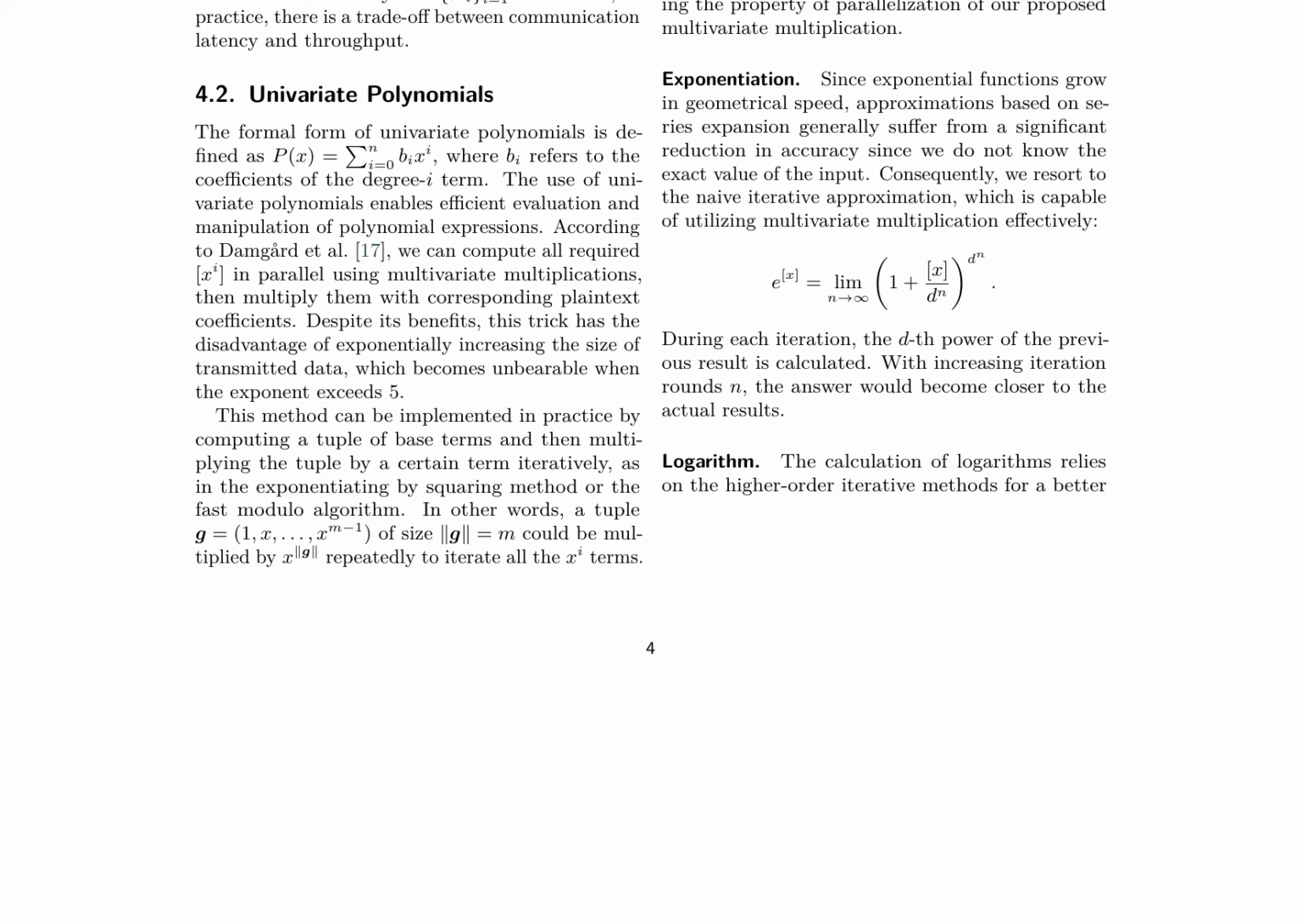An implementation of univariate polynomials is provided in Algorithm 3, which involves constructing base terms, iteratively exponentiating, and using vectorized Beaver multiplication. This approach allows for computing the polynomial expression efficiently. Finally, the authors discuss the optimization of nonlinear functions, such as exponentiation and logarithm, by leveraging the property of parallelization of the proposed multivariate multiplication. For exponentiation, they resort to the naive iterative approximation, which utilizes multivariate multiplication effectively. For logarithm calculation, they rely on higher-order iterative methods for better accuracy.